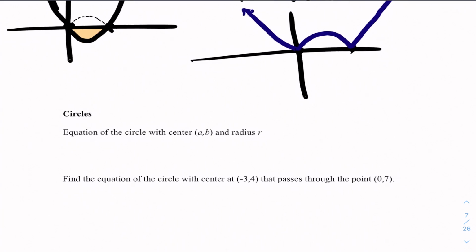Last bit for this part 4 video is we're going to talk about circles. This might look familiar, especially if you remember your distance formula, or if you look at your Pythagorean theorem. We have our x minus a, in this case, squared, plus y minus b squared equals r squared. Everything is equidistant from the center (a, b), and with a radius of r.